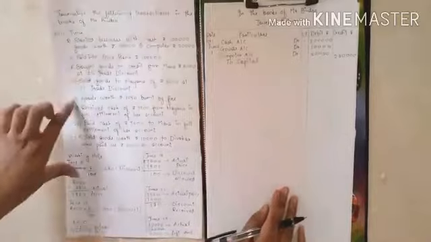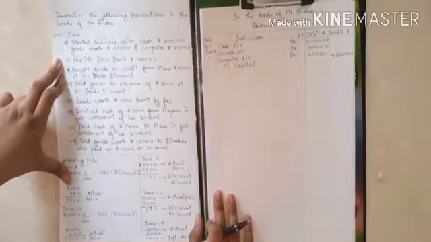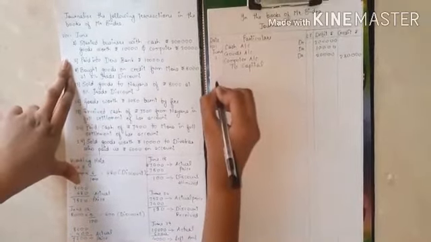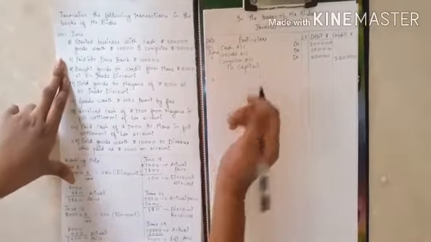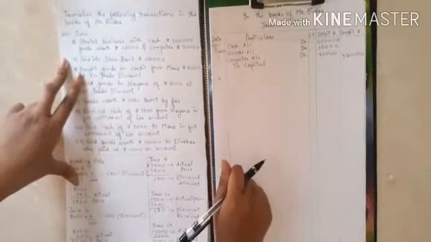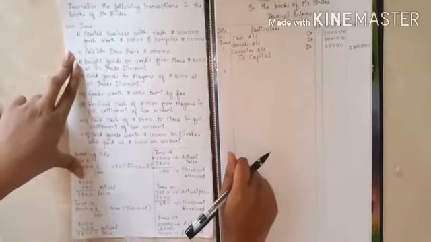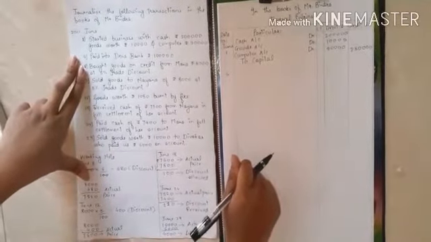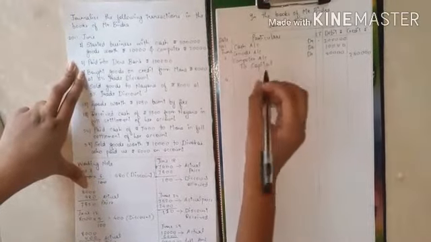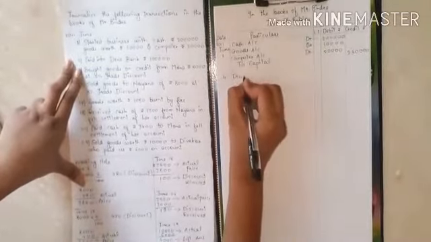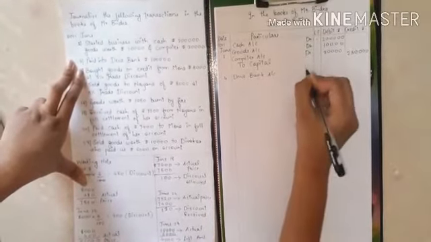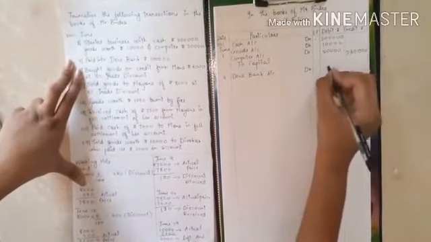Next, on 4th June, paid into Dena Bank rupees 1 lakh. So let's write the date here. Now, Mr. Bindra paid into Dena Bank. So who is the receiver over here? Dena Bank. So Dena Bank is a personal account. So the rule for personal account, debit the receiver. So that Dena Bank is going to get the debit effect. Dena Bank account debit. Amount rupees 1 lakh.